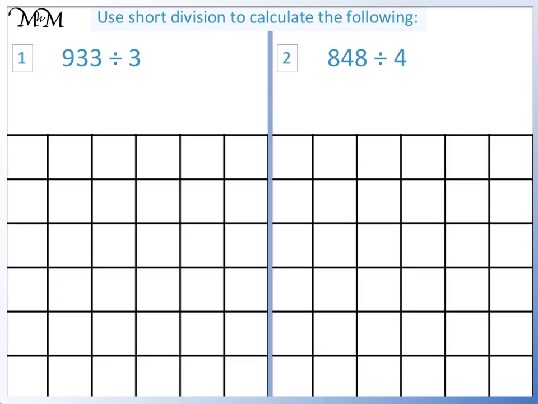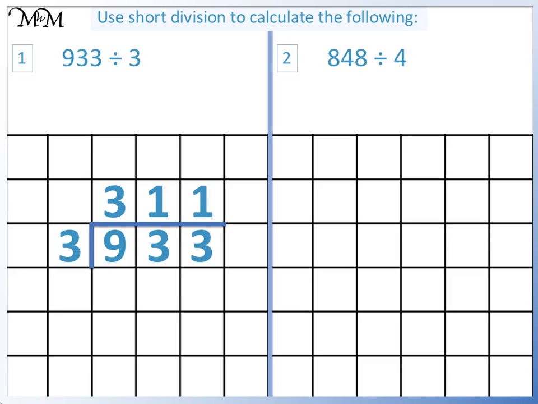Here are some practice questions for you to try. Use short division to calculate the following. Pause the video now and have a go. Question 1. 933 divided by 3. 9 divided by 3 equals 3. 3 divided by 3 equals 1. And 3 divided by 3 equals 1. So 933 divided by 3 equals 311.